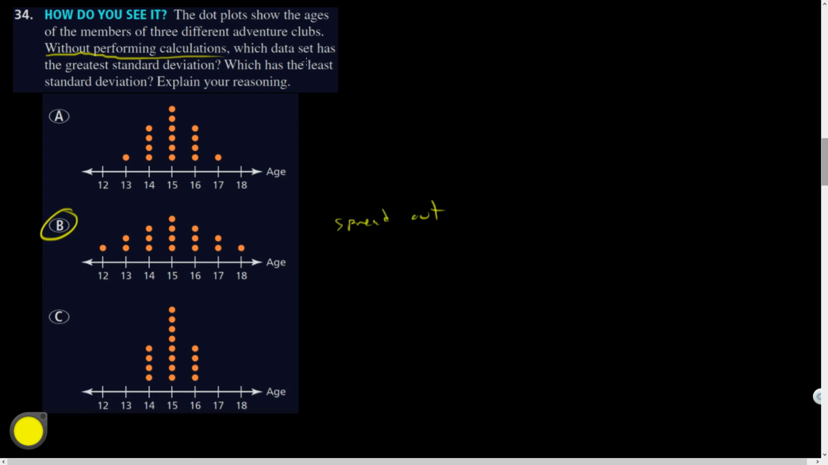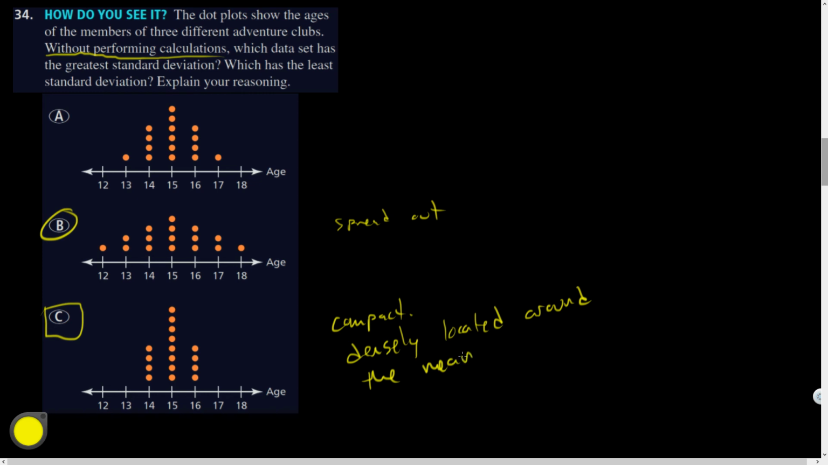Right? And which is the least standard deviation? C. Right? Because it's compact. It's densely located around the mean.